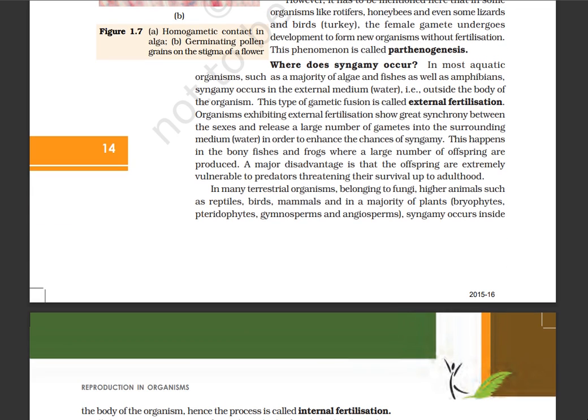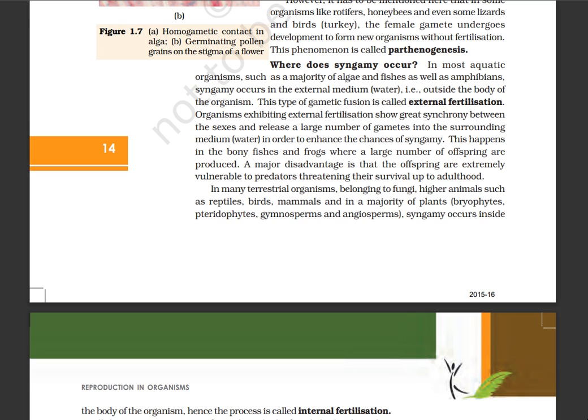Where does syngamy occur? In most aquatic organisms, such as a majority of algae and fishes as well as amphibians, syngamy occurs in the external medium, water, i.e., outside the body of the organism. This type of gametic fusion is called external fertilization.